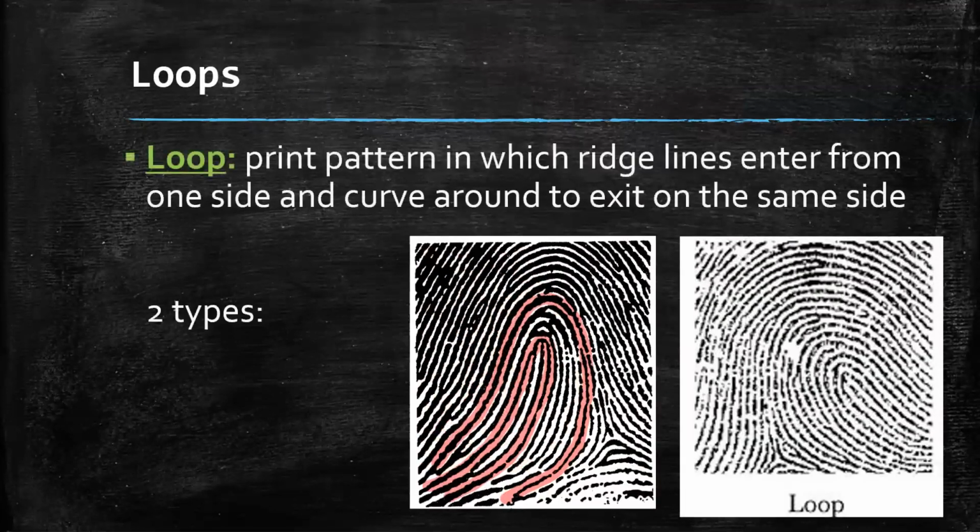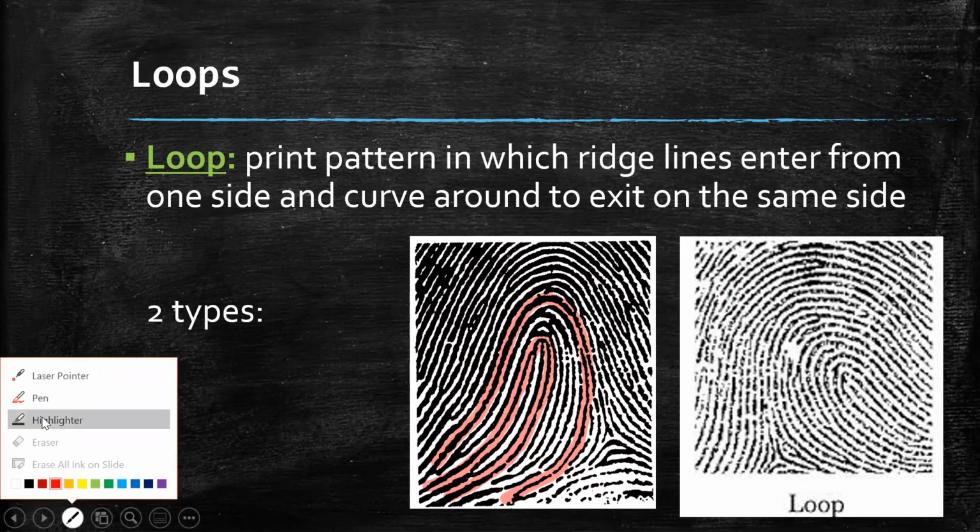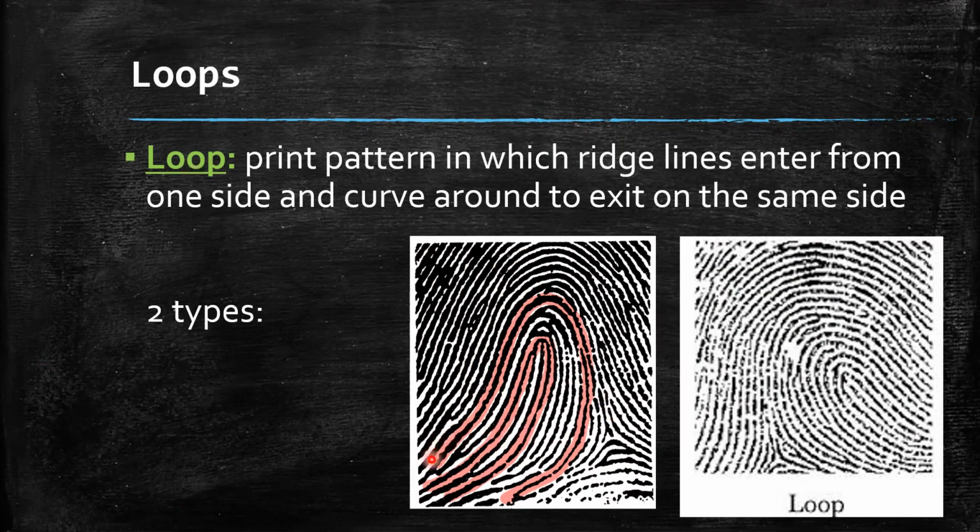So looking at a loop. A loop is a print pattern in which the ridge lines enter from one side, curve up and around, and exit on the same side. So if you look at the one that is highlighted, like I said, it starts on one side, it loops up, curves around, and it exits the same side. Okay, that's how you know it's a loop. Kind of looks like a lasso. Same thing with this one. And you're looking at the centermost part of the print. So starting at the center, follow one of the ridge lines, it loops up, around, and back out the same side. There are two types of loops: a radial loop and an ulnar loop.